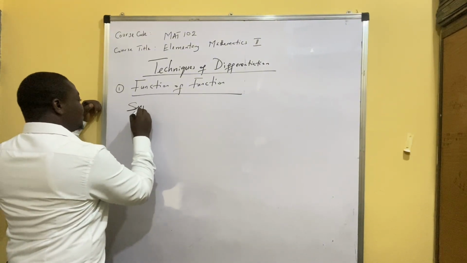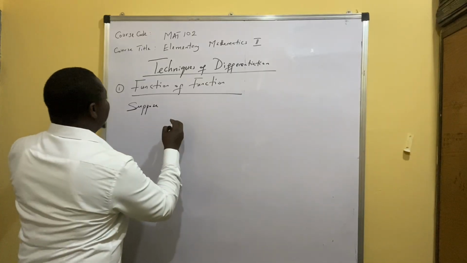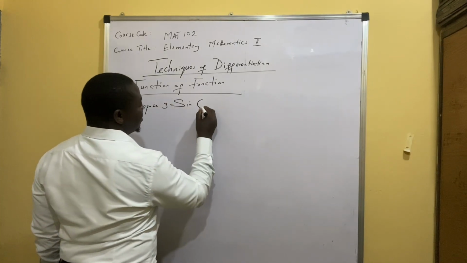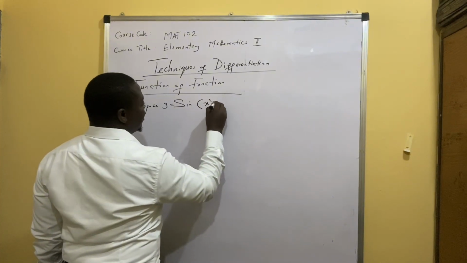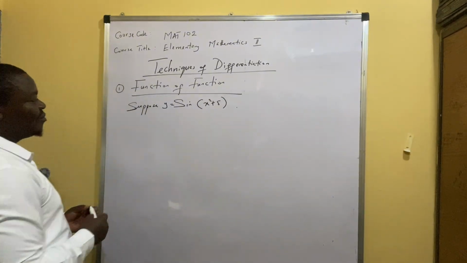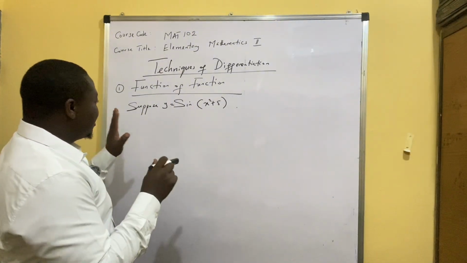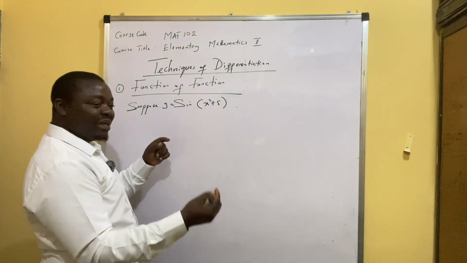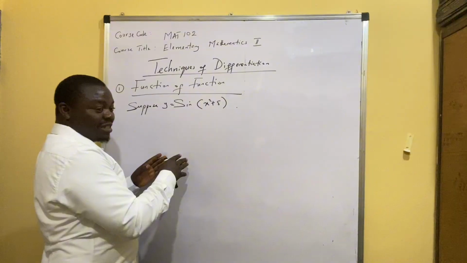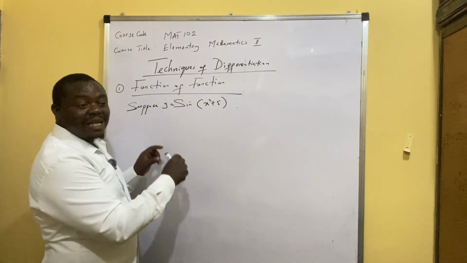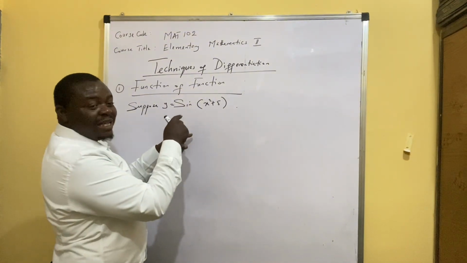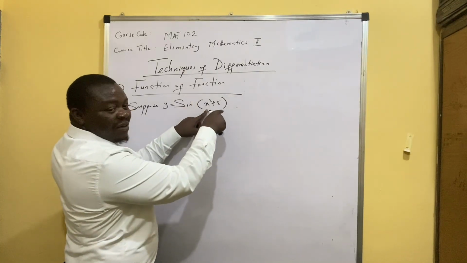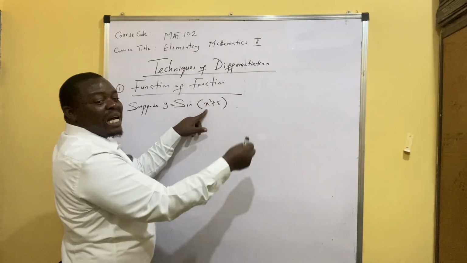Suppose we have y equals sine open bracket x squared plus 5. If you look at this function that we have here, you will see that another function has been embedded into a particular function, right? Good. What we used to know is sine x, but now we are not seeing ordinary sine x again. We are now seeing sine of x squared plus 5, and x squared plus 5 is another function on its own.